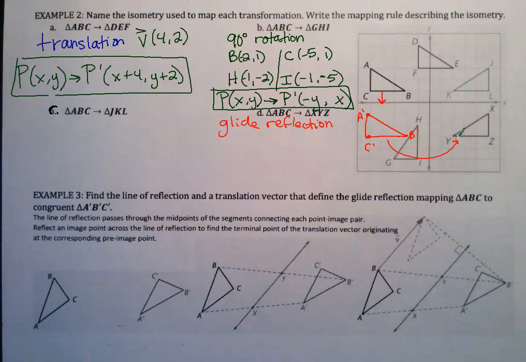So just out of curiosity, what's my vector here for that glide? 0, 4. Negative 4. It's 0, right? Because we didn't move it. The x didn't move, and we went negative 4. That's not required, but it might be helpful. All right, then how are we going to find our mapping rule?